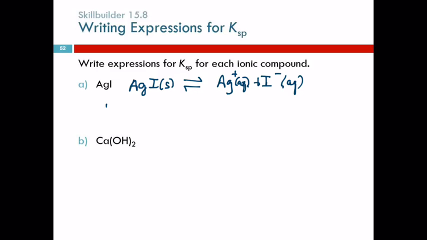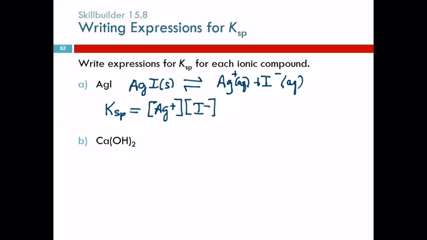Then the KSP expression, KSP, is equal to the products times each other, raised to a power of any coefficients that might be there. So silver ion and iodide ion. The reactant is left out because it's solid. Any questions?